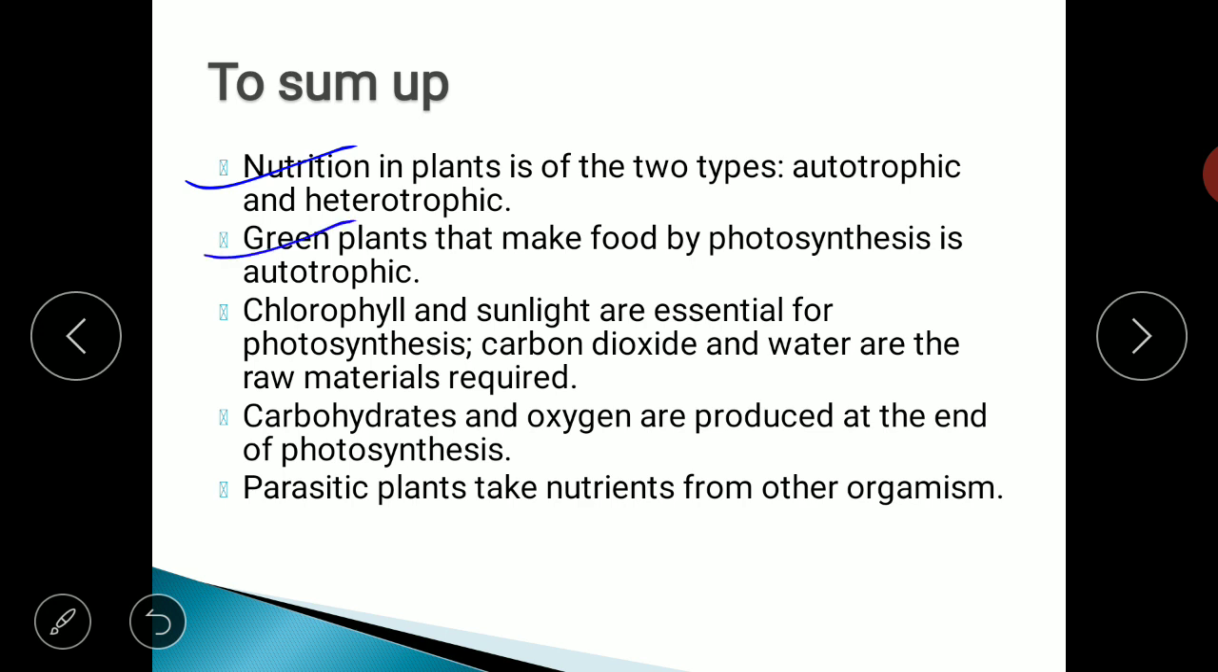Green plants which make food by photosynthesis are called autotrophs. Chlorophyll and sunlight are essential for photosynthesis. Carbon dioxide and water are the raw materials required. Carbohydrates and oxygen are produced at the end of photosynthesis. Parasitic plants take up nutrients from other plants. They are examples of heterotrophs.